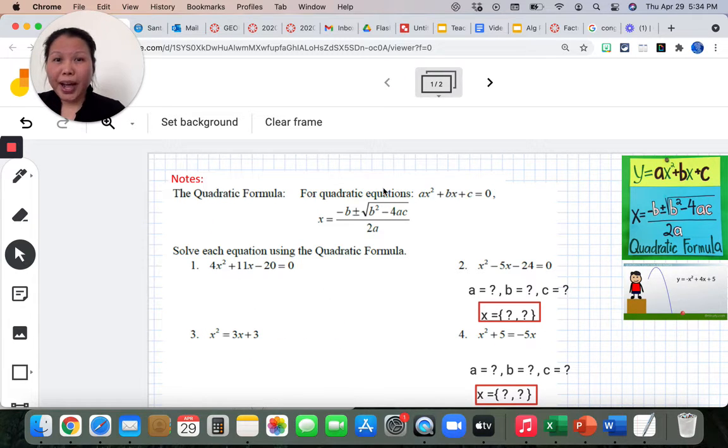Let's show you how to factor with the quadratic equations. I love this. This is fun. Once you know how to do it, it's fun. So with the quadratic equation, what I would do is I have to get my ABC.